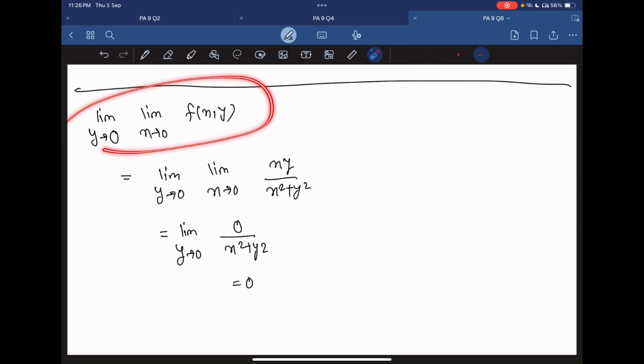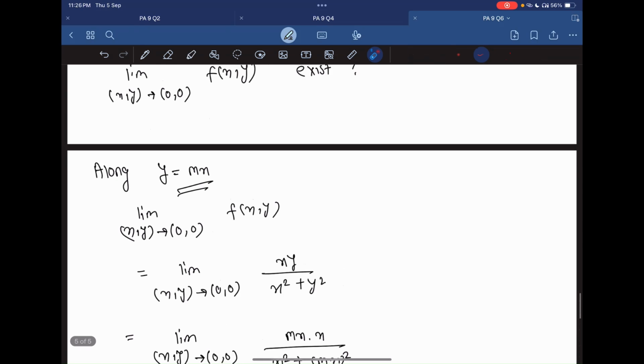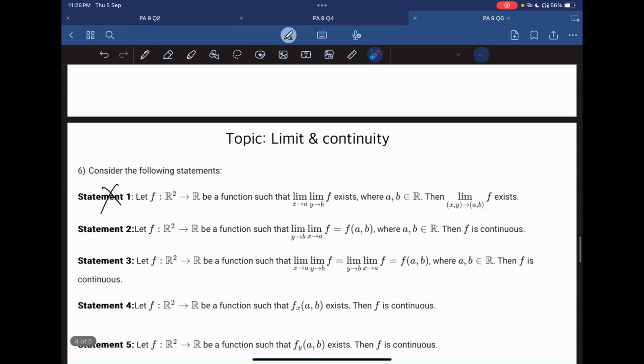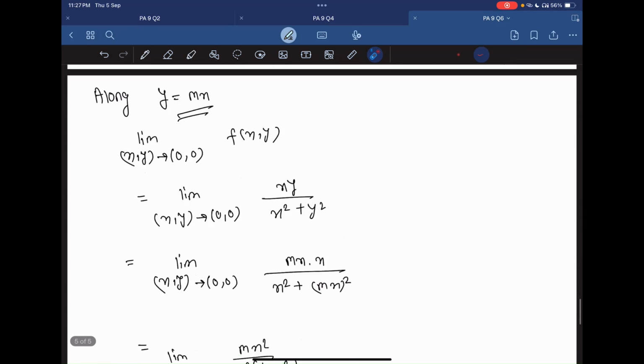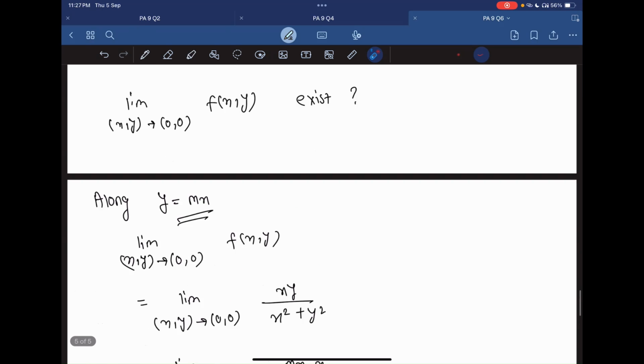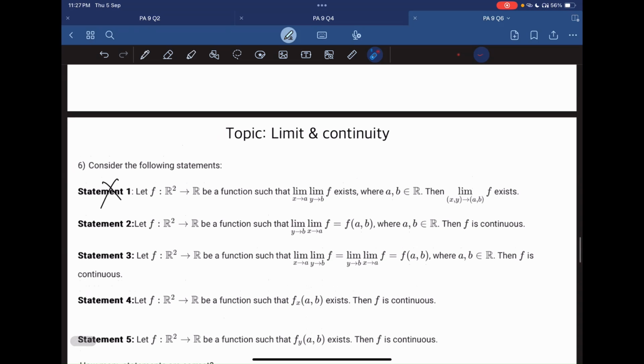So this limit exists, and that is also equal to the function value at 0 comma 0. So according to the statement, if this limit exists and is equal to the function value, f should be continuous, but we have just seen that the limit of xy tending to 0 comma 0 does not exist, so it will not be continuous. So that means the second statement is also false.